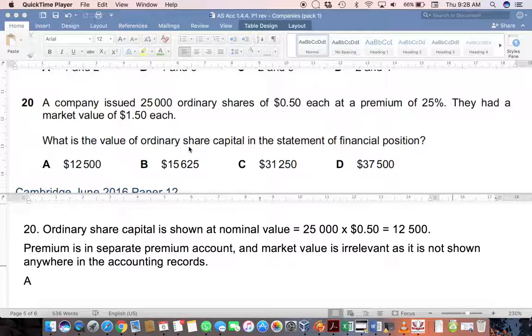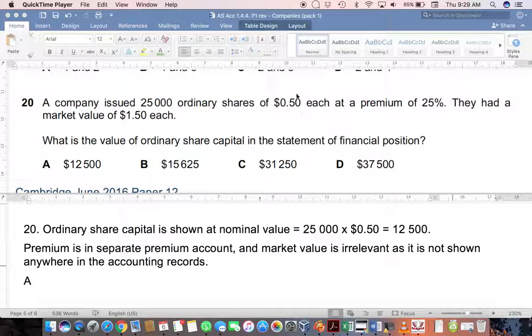A company issued 25,000 ordinary shares of 50 cents each at a premium of 25%. They had a market value of $1.50. Now, there are actually 3 different prices here. 50 cents is your par value or your nominal value. Your premium of 25 cents means that you would have a share premium account or a capital reserve to show that amount.